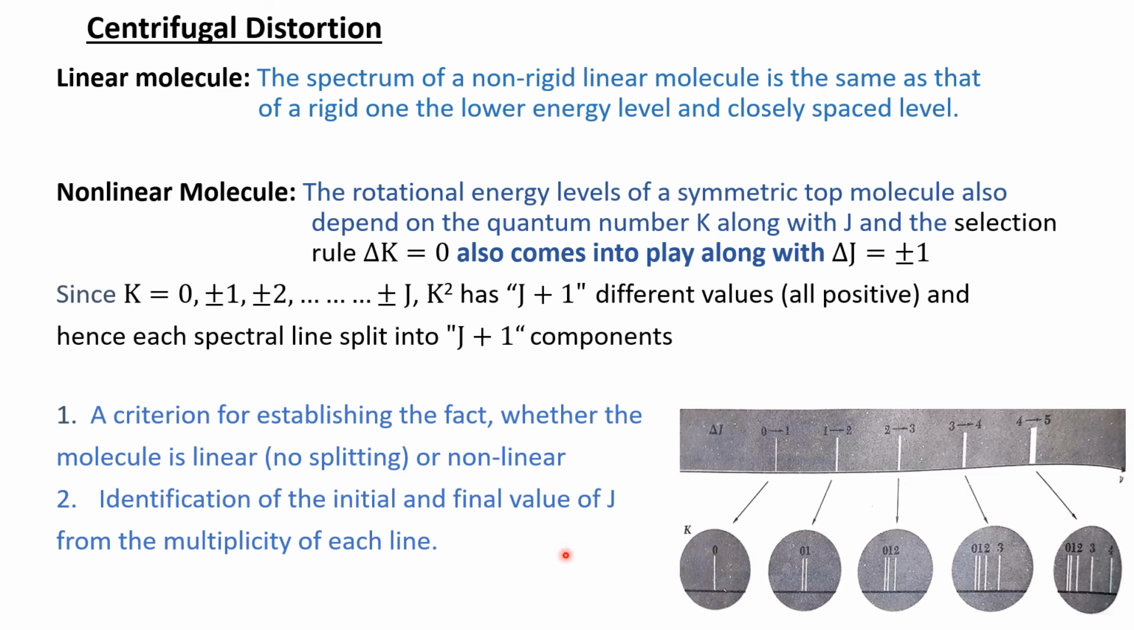For example, if there is splitting, it means that the molecule is nonlinear, and if there is no splitting, it means that the molecule is linear. So for a linear molecule there is no splitting, and for a nonlinear molecule we have splitting like this. From the number of split lines, we can say which transition is involved for this particular energy state. For example, here we have 5 splittings, so this corresponds to a transition from J equal to 4 to J equal to 5. Here we have 4 splittings, so it is a transition from 3 to 4.